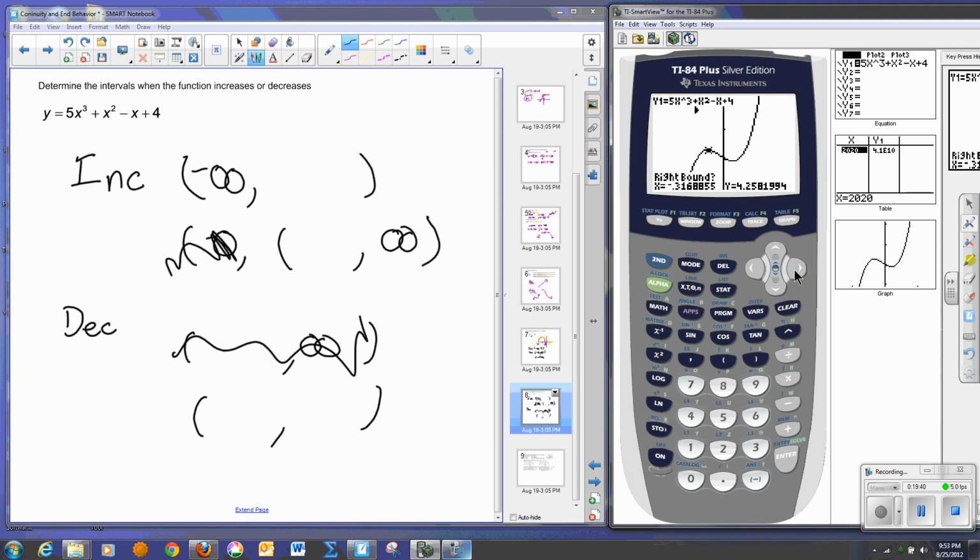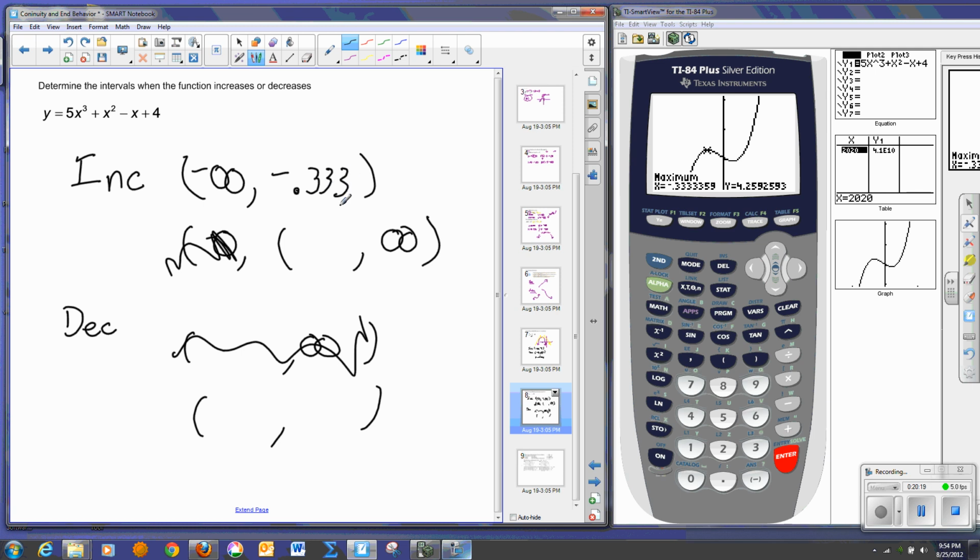I want to move now to the right of that high point by cursoring over. And now you'll see that I'm to the right of that high point, and I'm going to hit enter. For some reason, our calculator asks us to take a guess, which is pointless, but it does. And we'll hit enter a third time. And now what we're interested in is this X value of this high point, because that's where it stops increasing and starts decreasing. And that looks to be the point 0.333. So I'm going to say that this graph increases from negative infinity to negative 0.33.